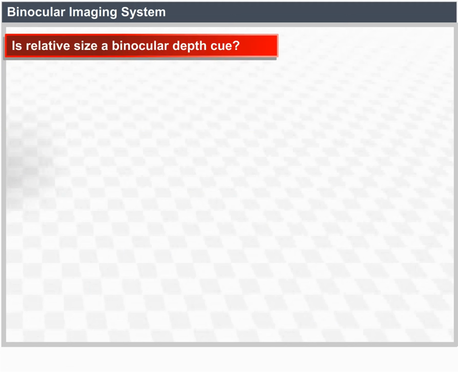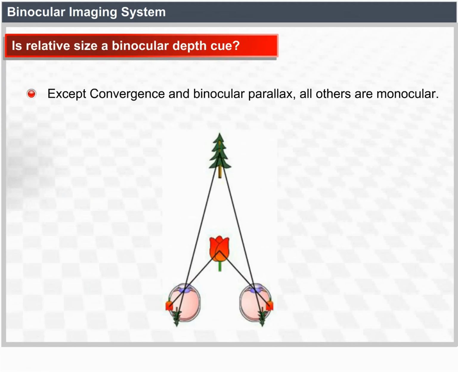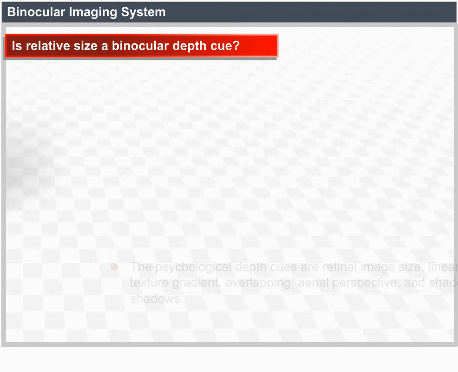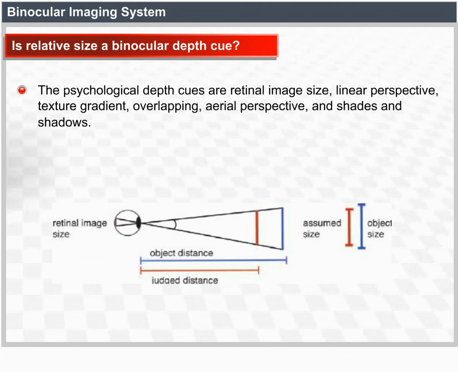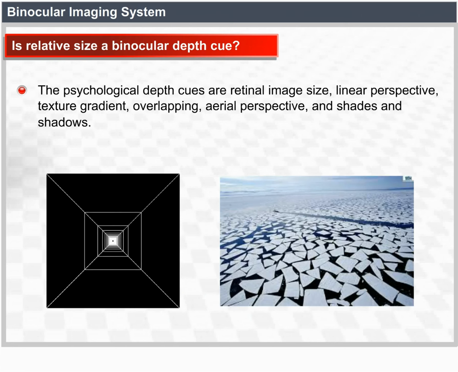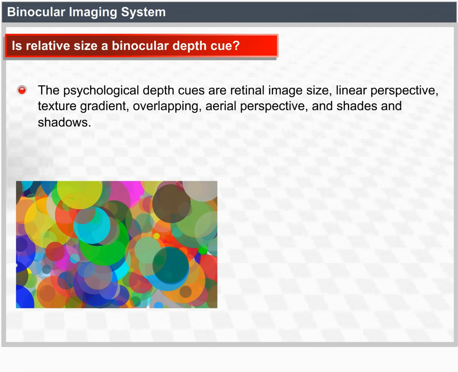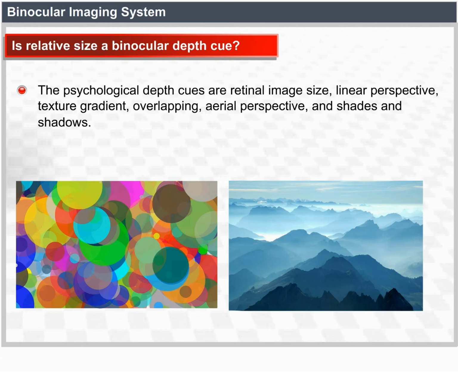Is relative size a binocular depth cue? Convergence and binocular parallax are the only binocular depth cues. All others are monocular. The psychological depth cues are retina image size, linear perspective, texture gradient, overlapping, aerial perspective, and shades and shadows.